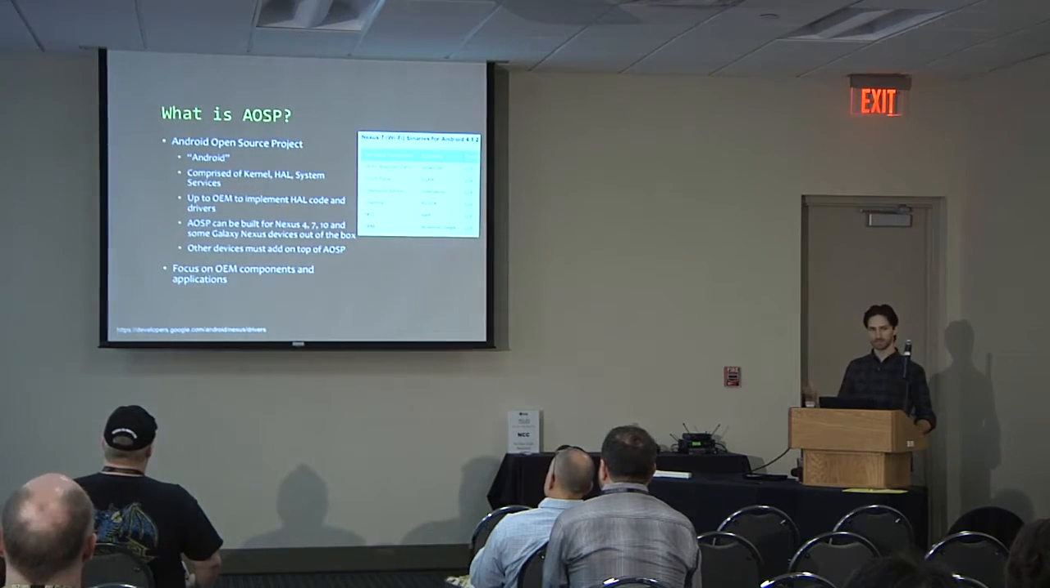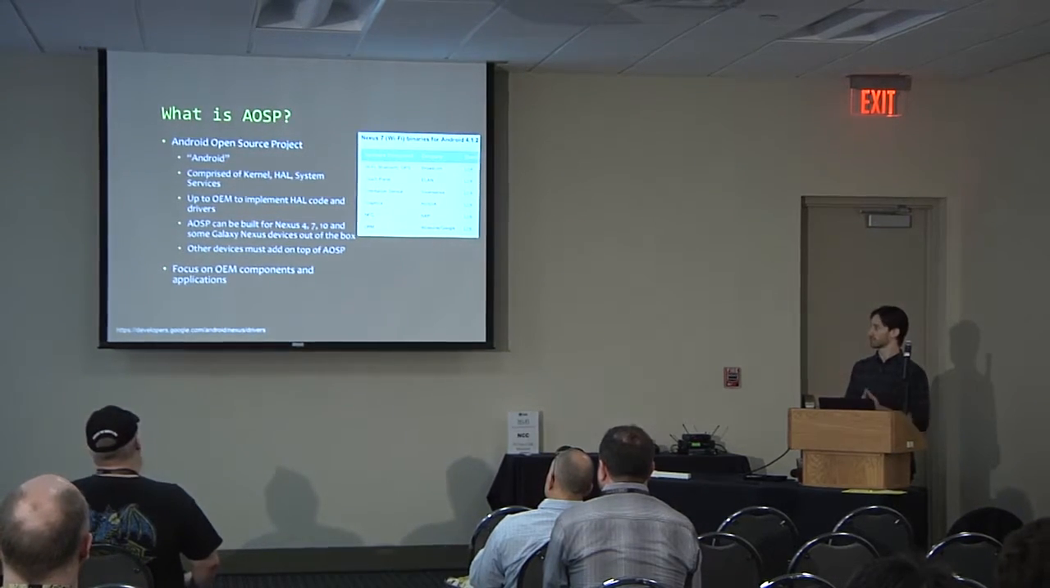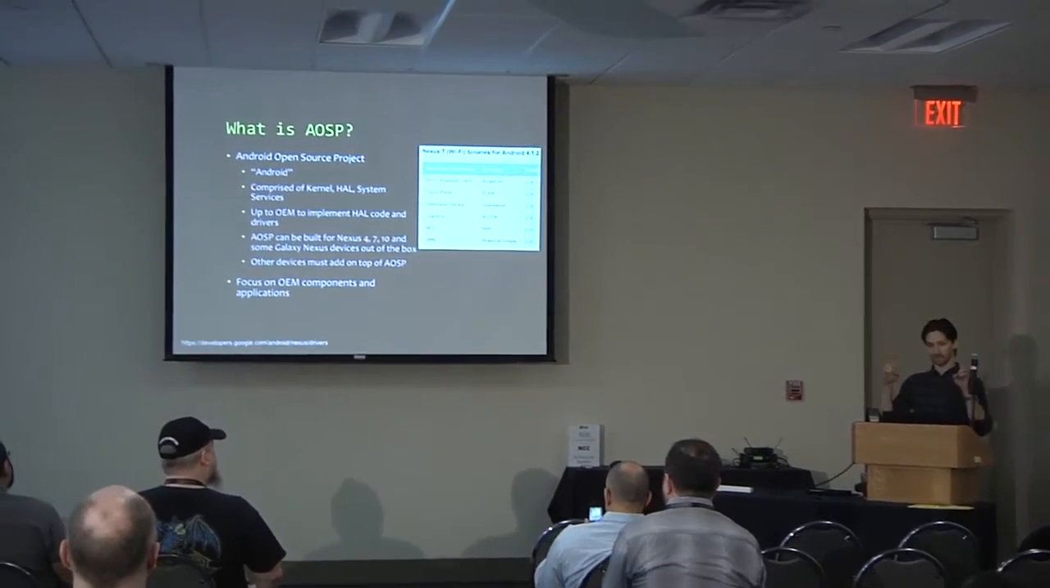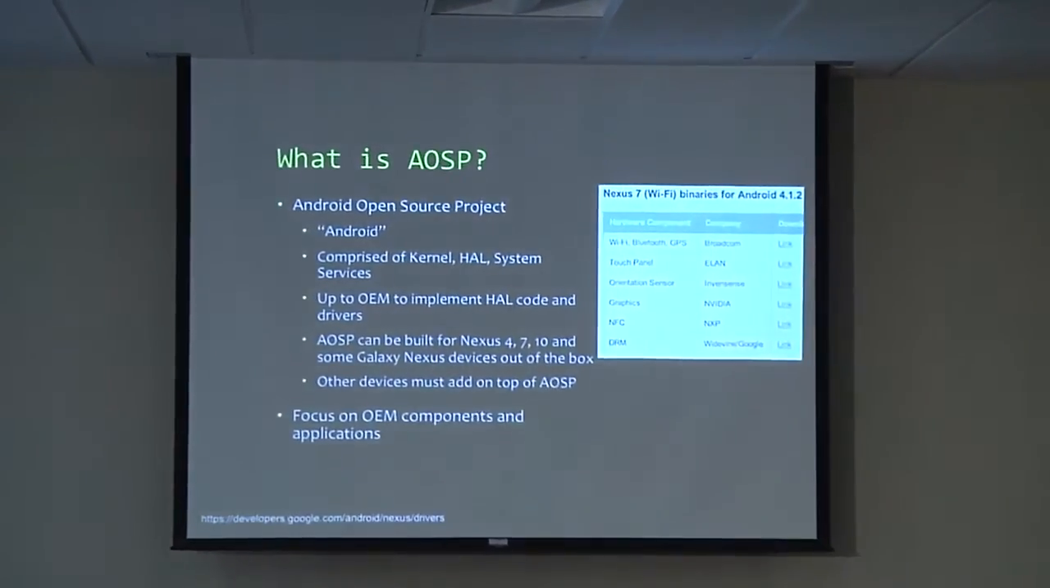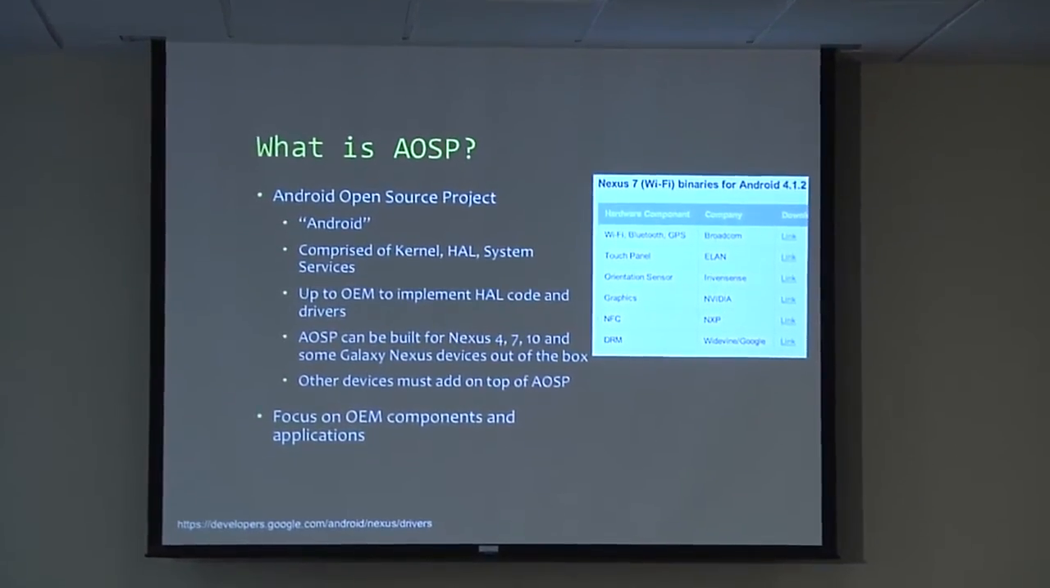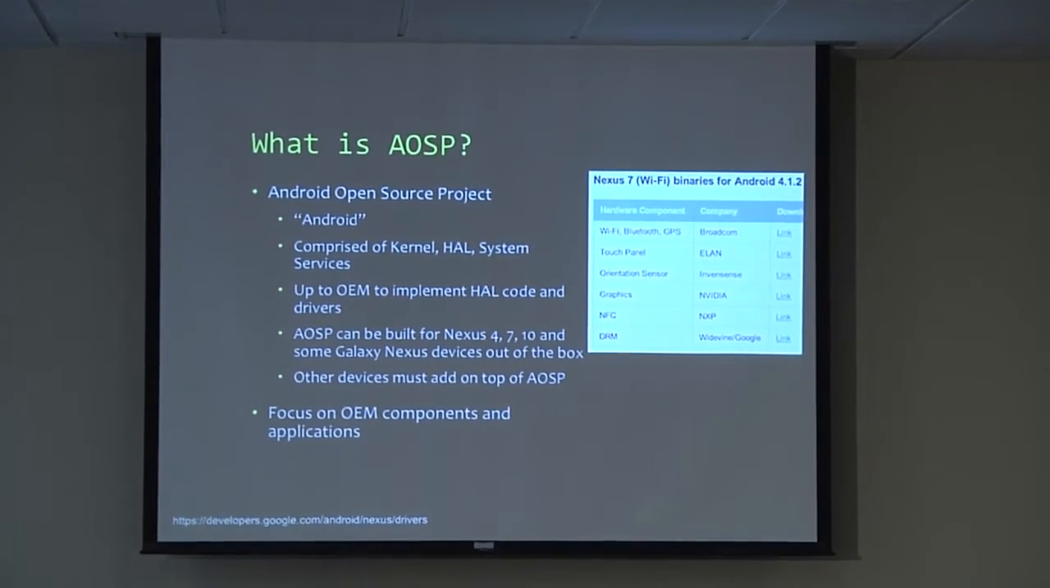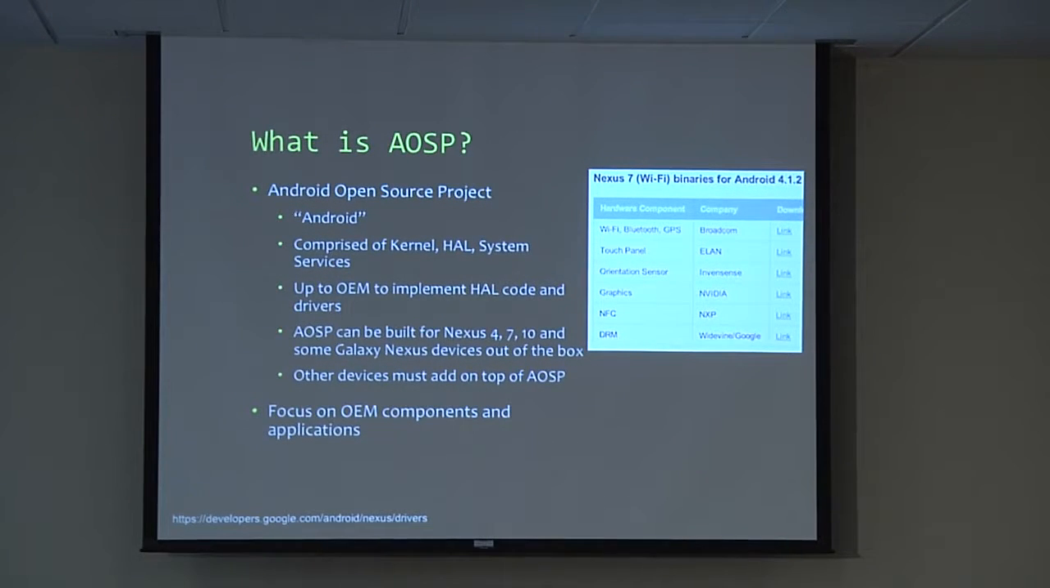So AOSP, which I'm going to use throughout the presentation, is the Android Open Source Project, and it's what we think of as Android. It's comprised of the Android kernel, the hardware abstraction layer definition, and then all the system services. So it's up to the OEM, the original equipment manufacturer, Samsung, HTC, Huawei, whoever, to implement that HAL code and the drivers for whatever hardware they want to put on the device.